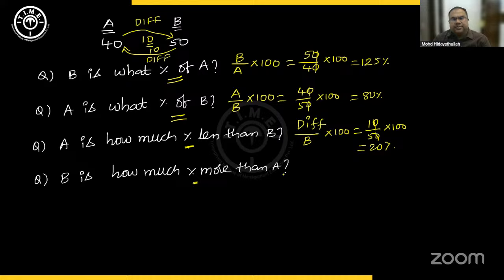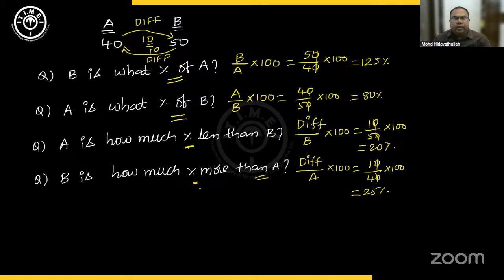Srija, correct answer. B is how much percent more than A? Less or more is given by the difference, than A. I am comparing with A. So difference by A into 100. So difference 10, A 40, into 100. It is 25%.